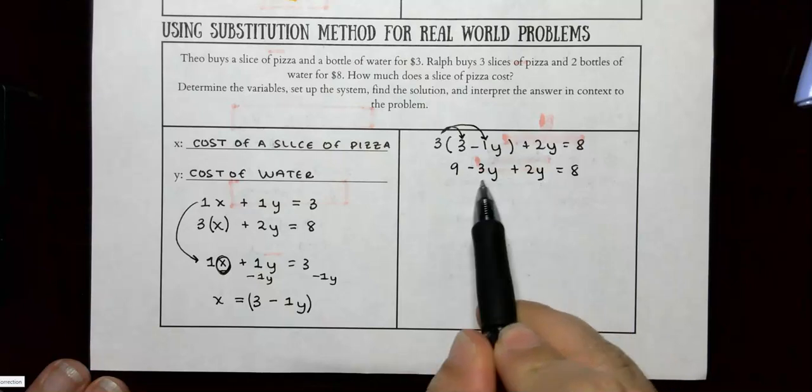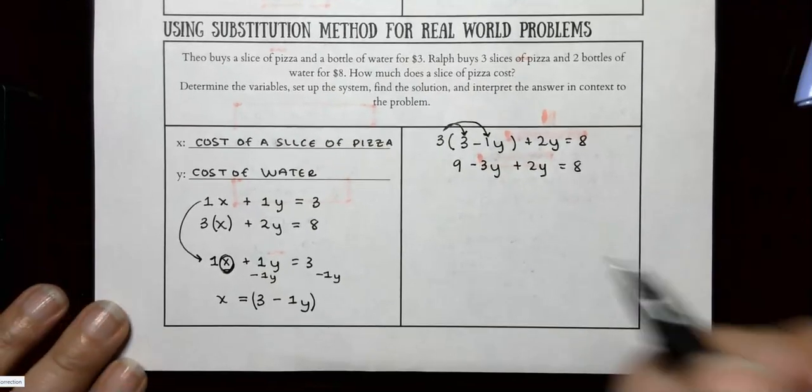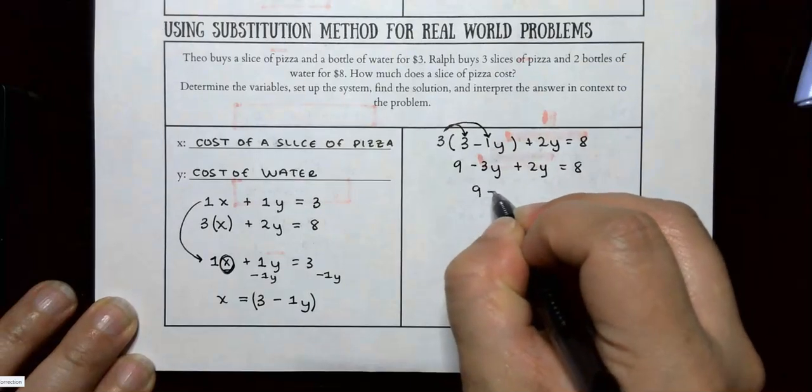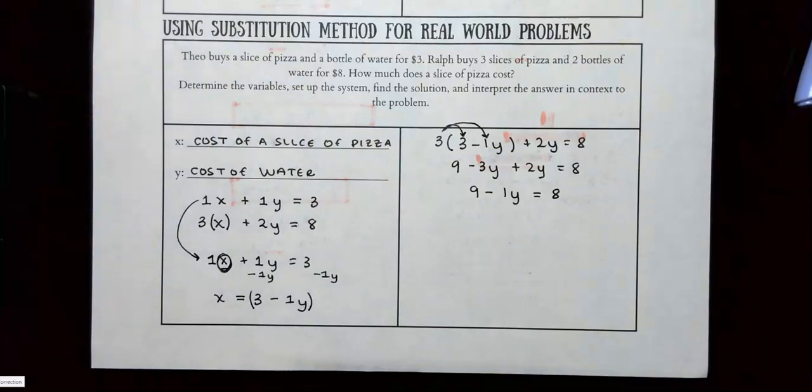We can go ahead and combine these y's. They are not going to disappear. They're going to become negative 1. So negative 1y is equal to 8. So because they didn't disappear on us, because they didn't cancel each other out, that automatically tells us we're going to have a solution here. So let's keep on going.